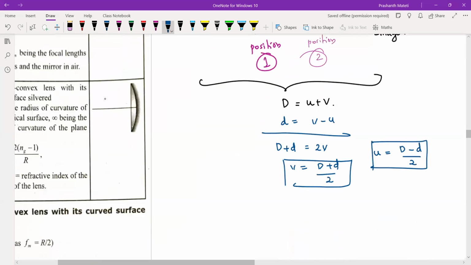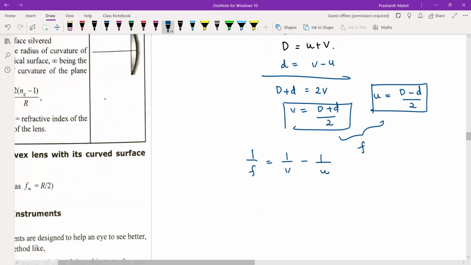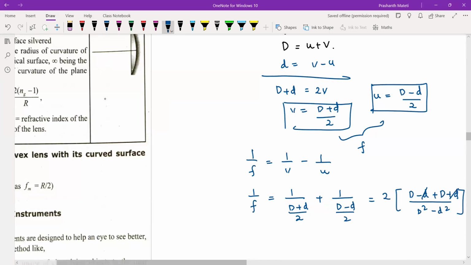Now when you know both u and v, can we get the focal length? 1 by f is equal to 1 by v minus 1 by u. Substitute it. So 1 by f is 2 by (D plus d) plus 2 by (D minus d). Taking the LCM, we get 2 times (D minus d plus D plus d) by (D square minus d square). Then F is equal to (D square minus d square) divided by 4D. So this is the focal length formula in the lens displacement method.